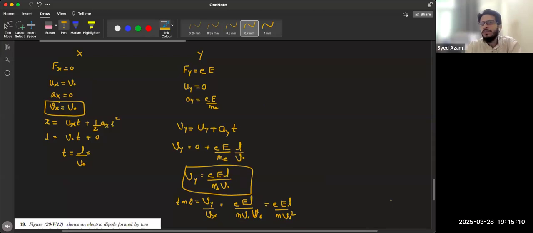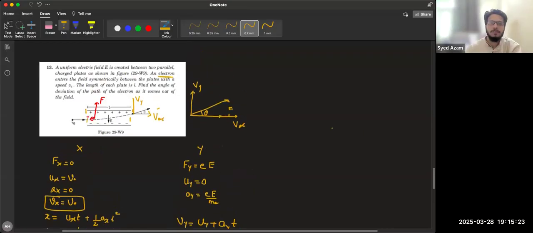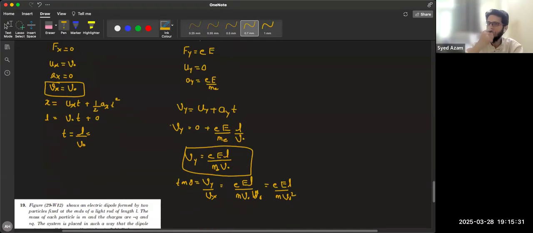Mira, can you calculate the displacement covered by the electron along the y-axis? Although it's not in the question, if it asks you to calculate displacement along the y-axis, this electron from here is going here. So there is a displacement along the y-axis also. Can you calculate that displacement along the y-axis?